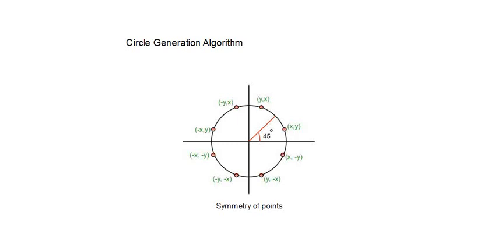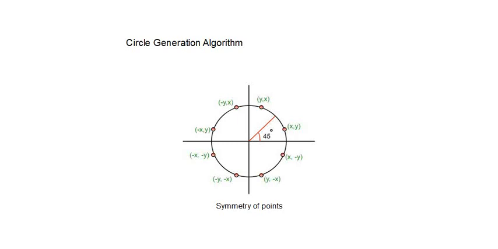Now we will discuss circle generation in computer graphics. How can we generate the circle in computer graphics? For circle generation we have two algorithms. One is the midpoint circle drawing algorithm and another is the Bresenham algorithm. Before we come to those algorithms, we will have to understand a basic part about the circle that we are going to use in both of those algorithms, that is symmetry of points in the circle.